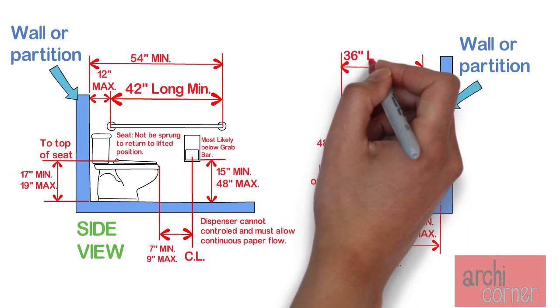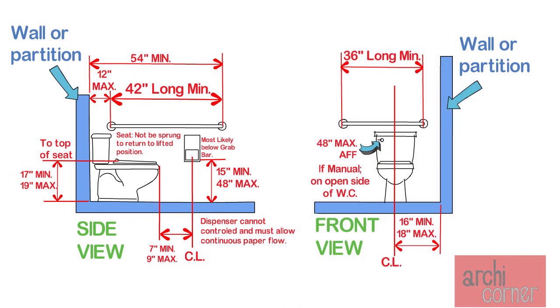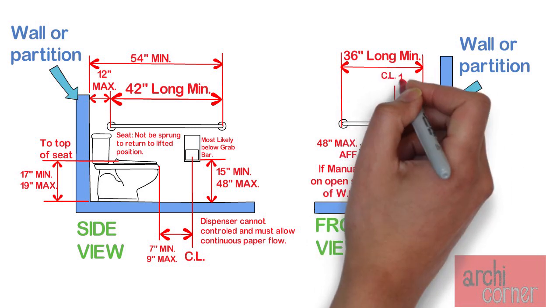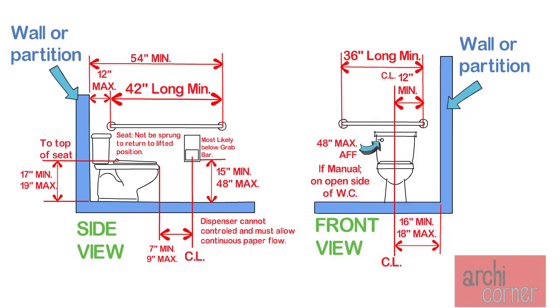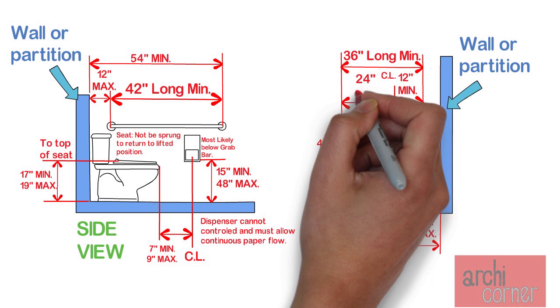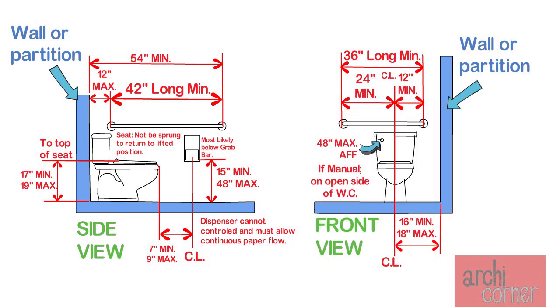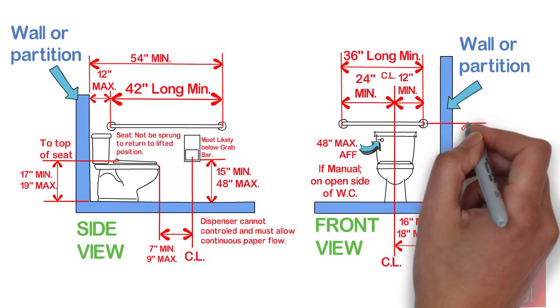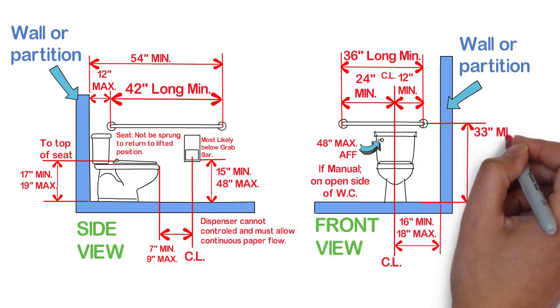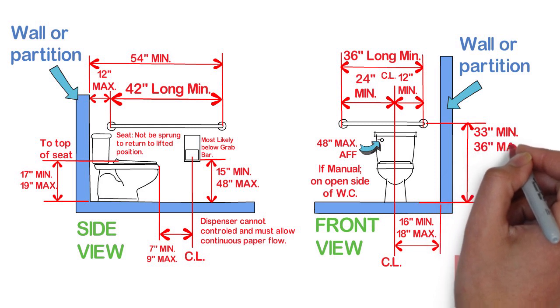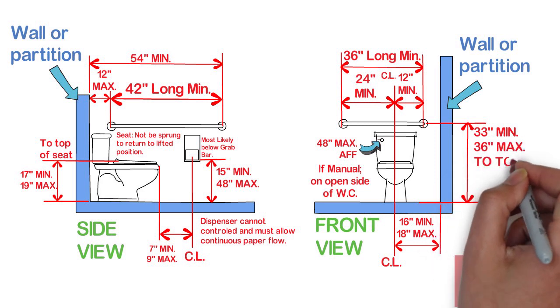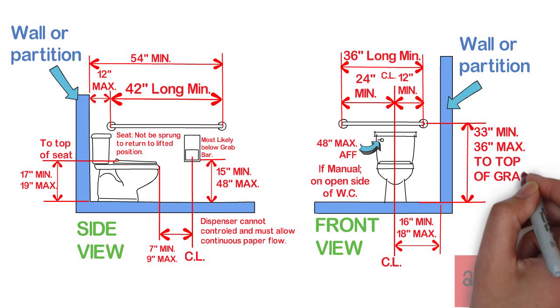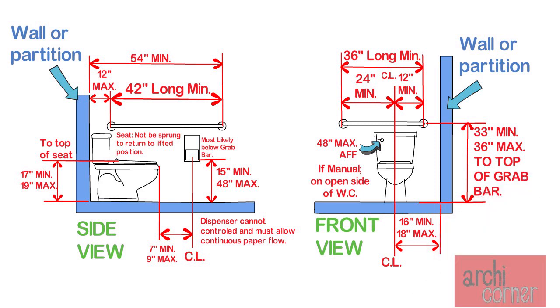The rear grab bar must be 36 inches long minimum. The placement is based on the center line of the water closet. From the center line, you must have 12 inches minimum to the wall side and 24 inches minimum to the open side. As for height goes, both the side grab bar and rear grab bar are required to be mounted between 33 inches minimum and 36 inches maximum above the finished floor. This measurement is taken to the top of the gripping surface.